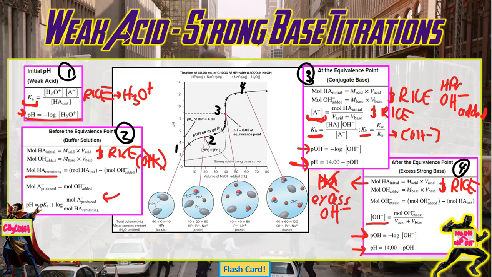So for weak acid strong base titrations, because we're dealing with the weak acid, we have to be doing RICE tables at every step. Whereas before, when we had a strong acid and strong base, there were no RICE tables at every step. And so the work for weak acid strong base is a lot more involved, which is why we're going to get into a calculation of this next.